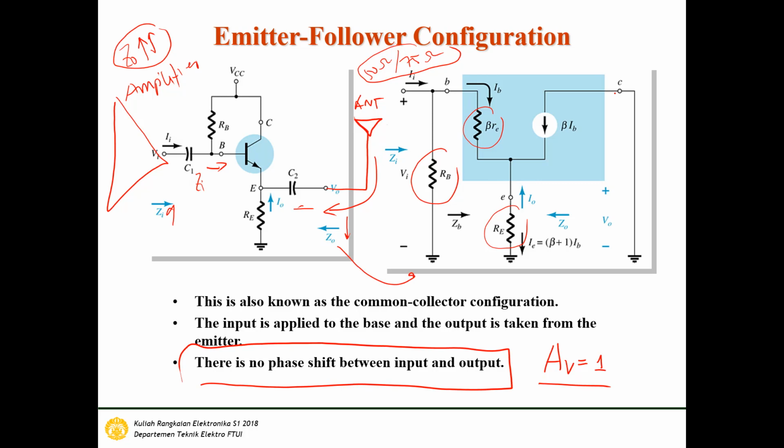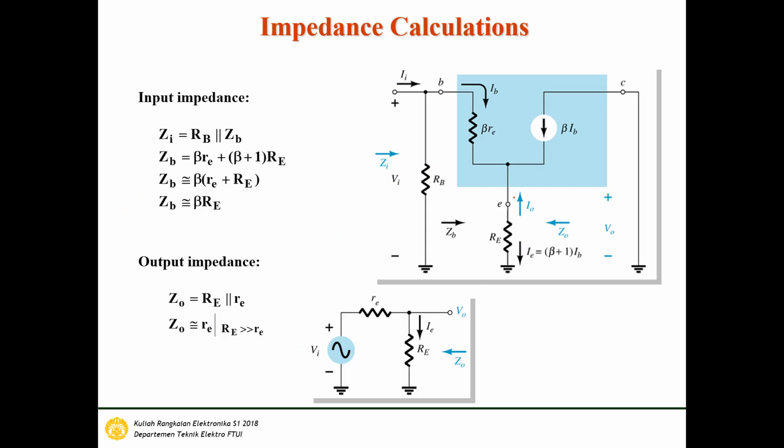Okay, and then the VO, we measure the VO between the emitter and the ground. So the input impedance here is ZI = RB parallel to ZB, and ZB is similar to the emitter resistor case. So ZB is beta re plus (beta plus 1) RE. So we got that ZB is beta dot RE.